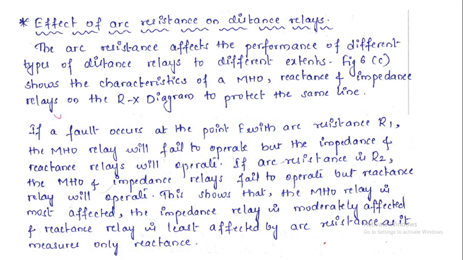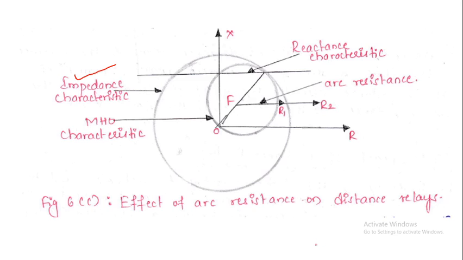If a fault occurs at the point F with the arc resistance R1, the Mho relay will fail to operate, but the impedance relay and reactance relay will operate. So here is a fault point F. A fault occurs at a location F with an arc resistance of R1. Now under this condition, which relays are in operating condition?